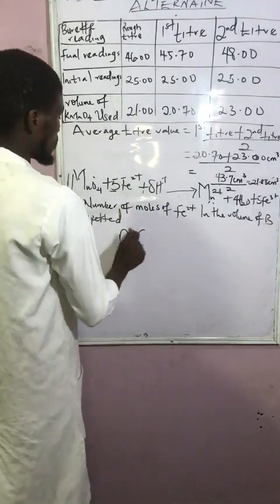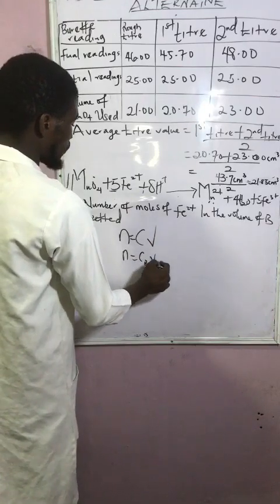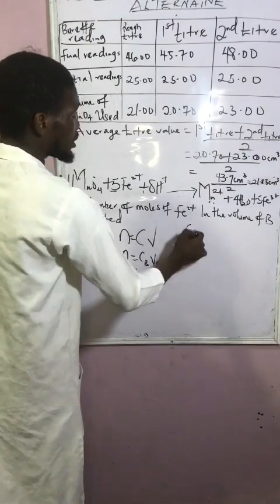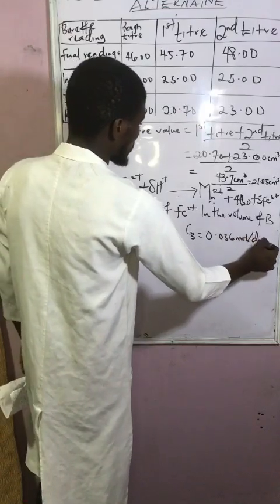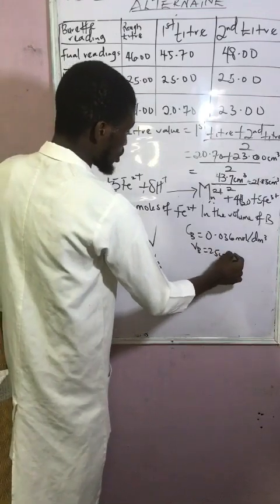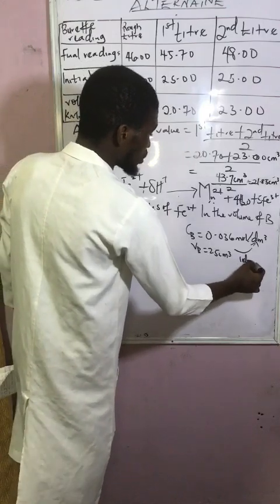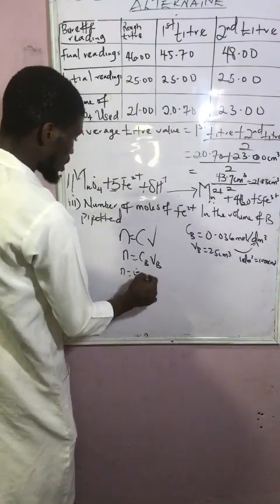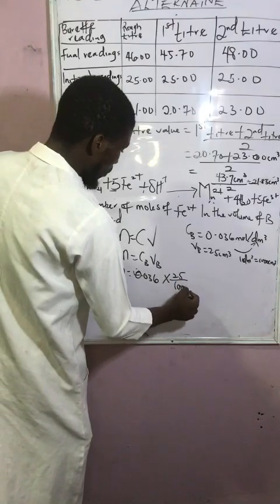You can say n is equal to CV. So n equals CB and VB. So what is our CB? Our CB, from what we calculated initially, was 0.036 mole per dm cube. Don't forget your VB is 25 cm cube. But because of this mole per dm cube here, we said 1 dm cube is equivalent to 1000 cm cube. So with that, I can say that I have 0.036 multiplied by 25 over 1000.